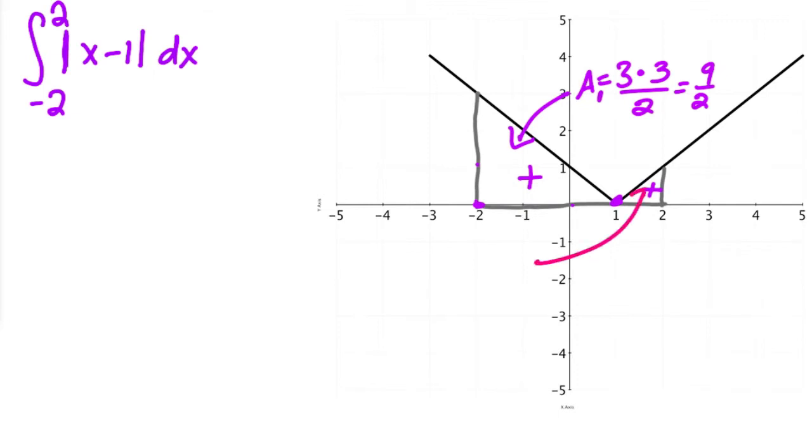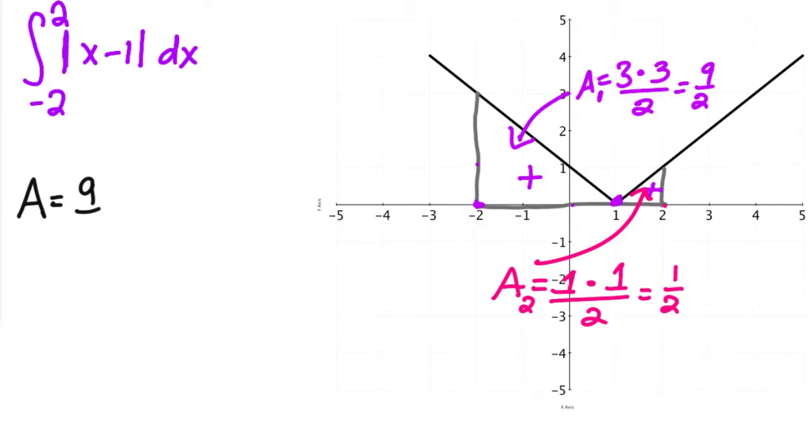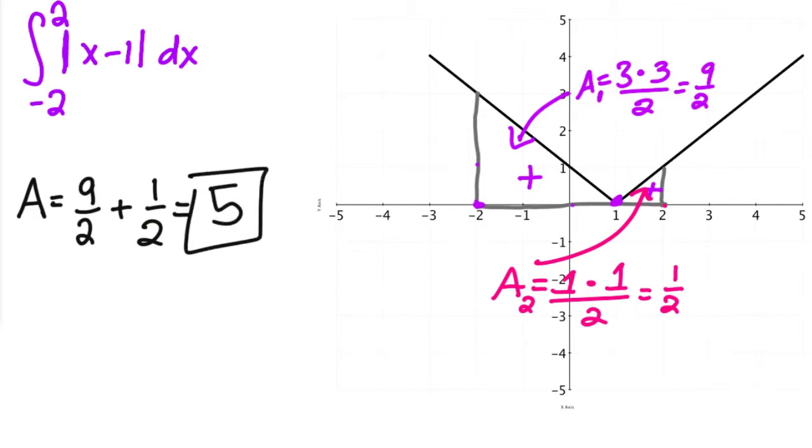And then this one down here, the area is equal to the base, which is 1, times the height, which is also 1, and then over 2. So this is equal to 1/2, and we'll call this one area 2. And so the full area is equal to the first area, 9/2, plus the second area, 1/2. So this is equal to 10/2, or 5. So that one was way too easy.